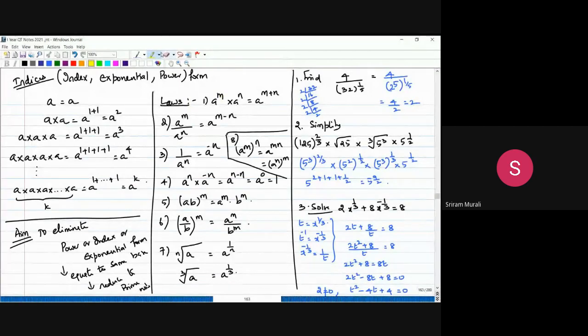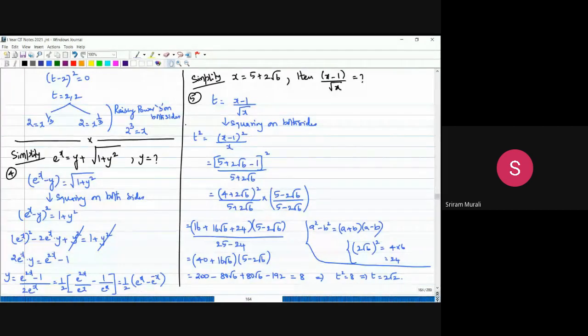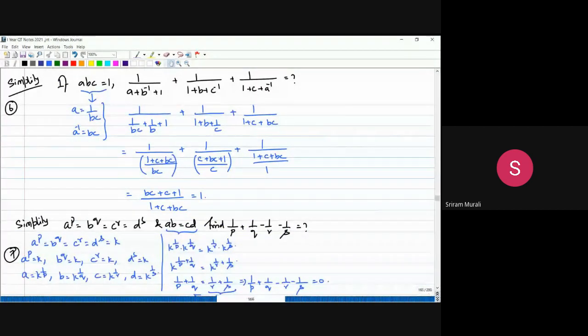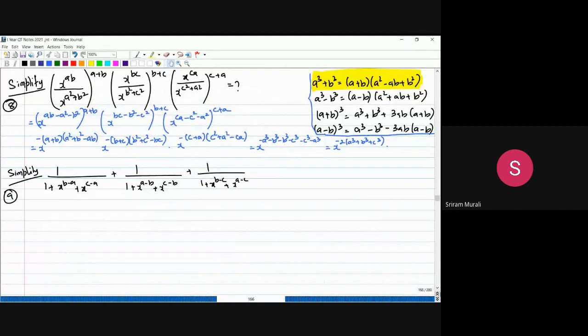So these are the laws of indices. A power m by A power n is A power m minus n. A power m into A power n is A power m plus n. 1 by A power n is A power minus n. Like that, we will have around 7 laws of indices. We have discussed 8 questions. And algebraic identities, please remember, these formulas are very important. If I start a problem, these formulas play a vital role.